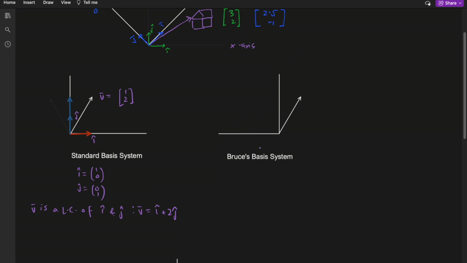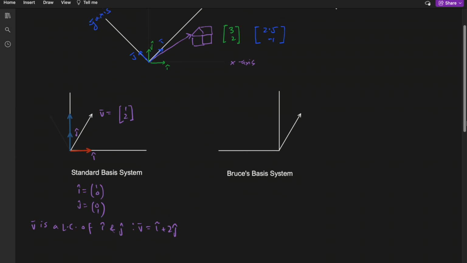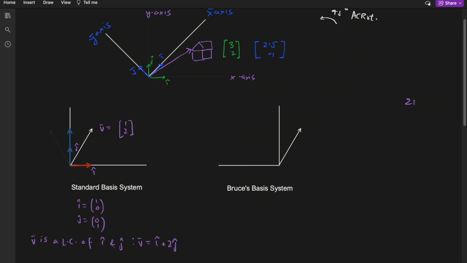Now we introduce another system, we call it Bruce basis system. Let us suppose Bruce is a secret service agent. We are living in a 2D world, by the way, and Bruce is a secret service agent and he is giving coordinates of a target. Here your target is sitting, and he is giving you the coordinates of the target.